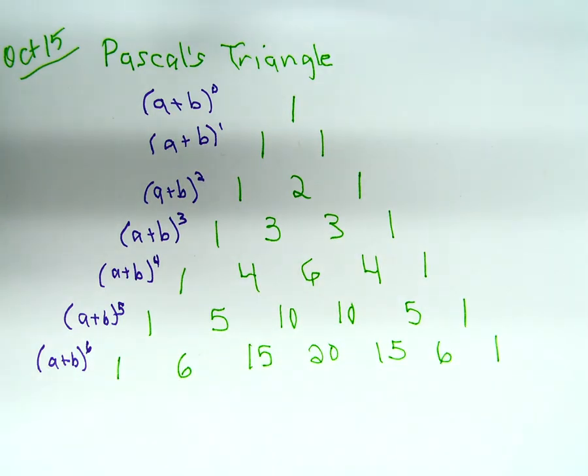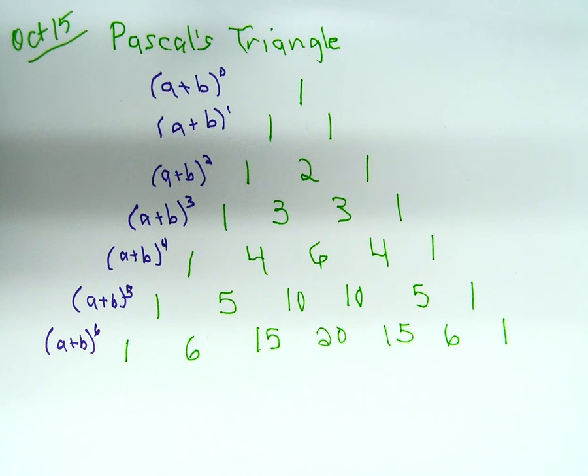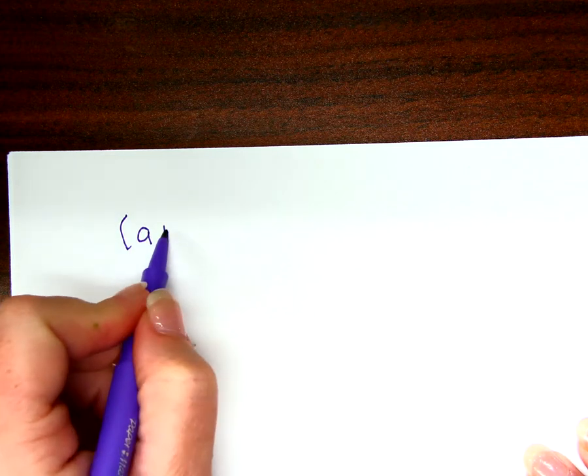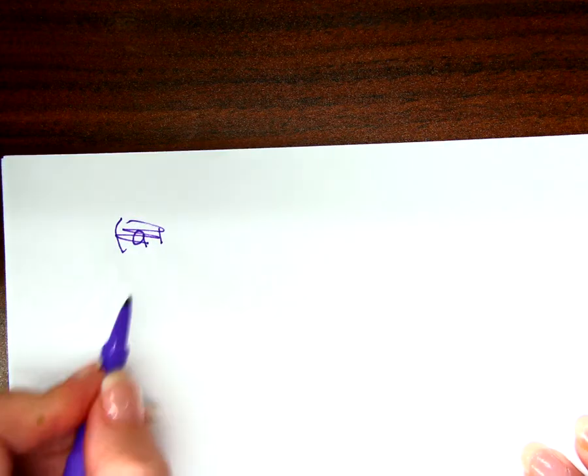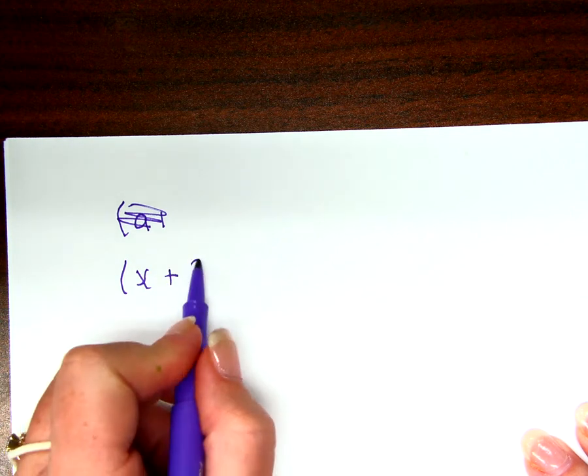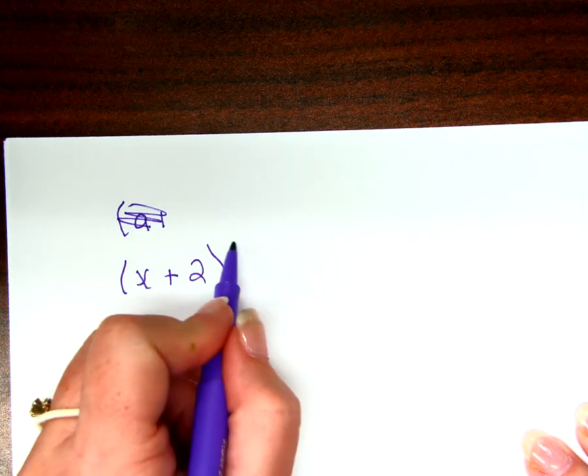We don't have time for that. Okay? But I could go to whatever row I needed to, couldn't I? Okay? So here's how we use Pascal's triangle. All right? Let me do this first for you. I don't actually want to use a. Ignore that, please. x plus 2 to the fifth.